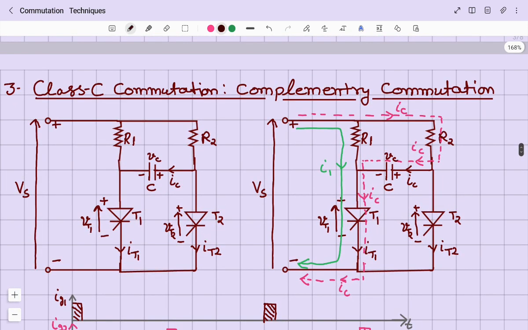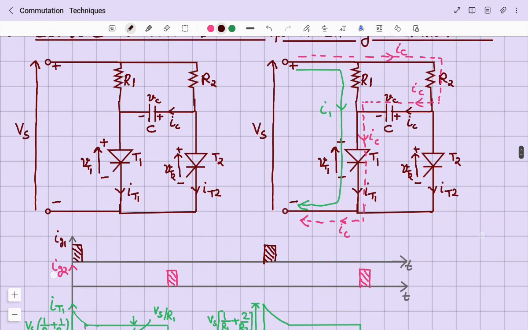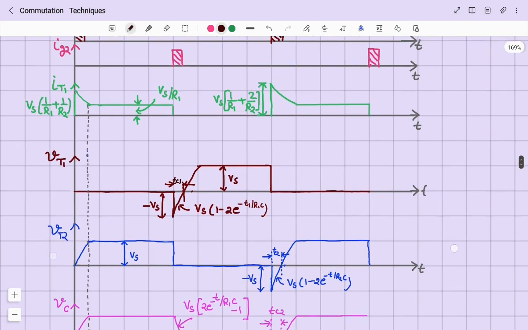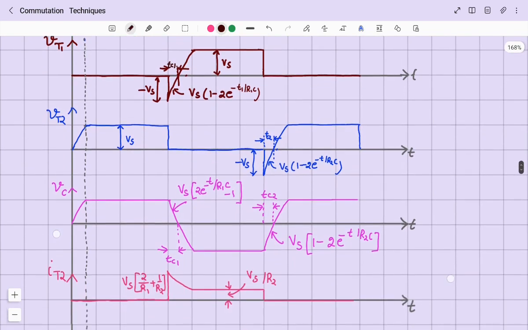And you must now notice the capacitor current. Now the capacitor's left-hand side plate is negative and right-hand side plate is positive. So the total voltage is 2 Vs through the circuit R1, C and thyristor T2. At the instant when you trigger thyristor T2, the capacitor will get charged in the opposite direction. That means left-hand side plate positive, right-hand side plate negative, with the initial current 2 Vs by R1, which you can notice here.